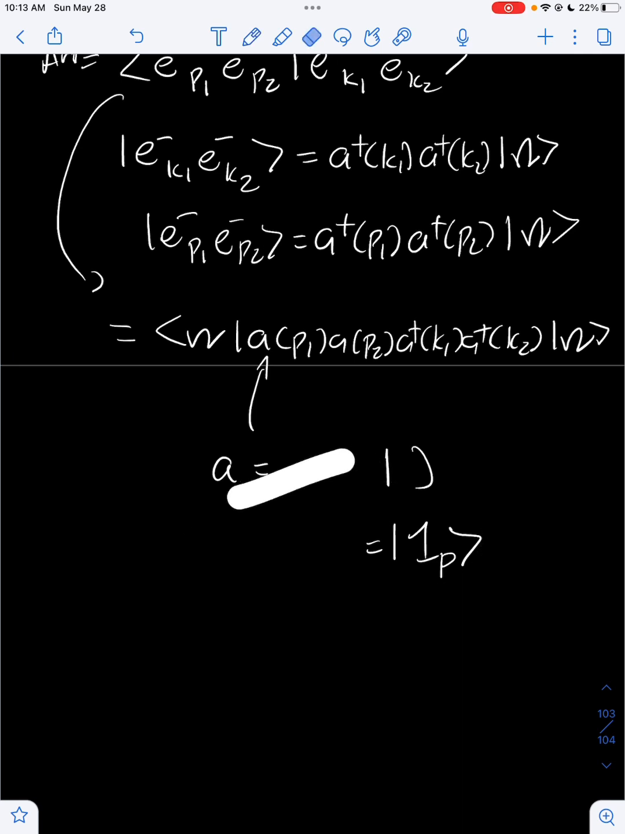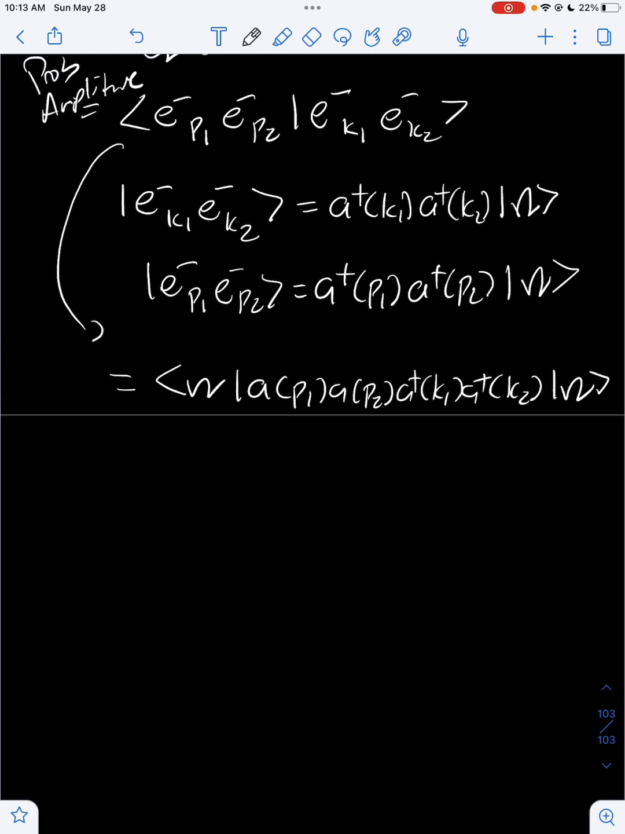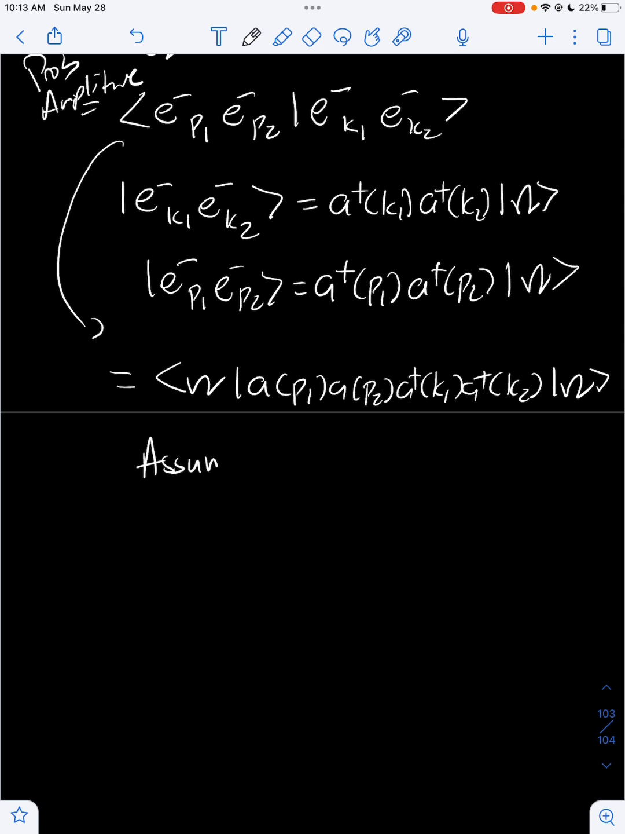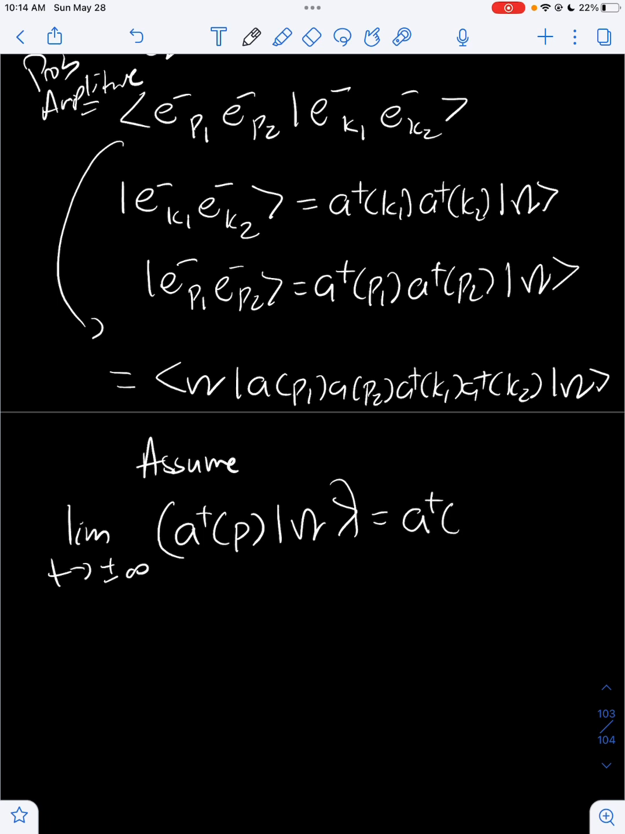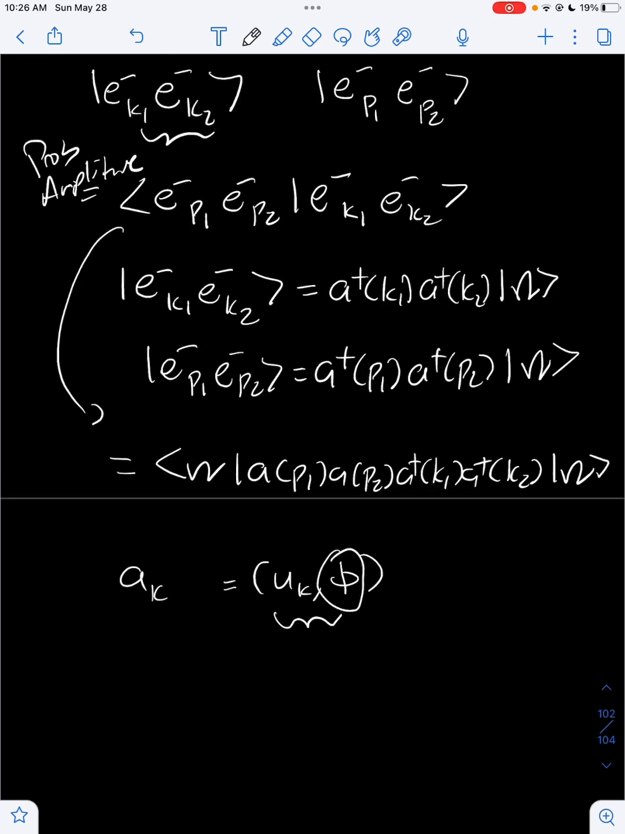So what we could do, like we said before, is work with asymptotic times. We're going to assume that a conjugate p acting on the interacting vacuum, in the limit as t approaches positive or minus infinity, is the exact same thing as the free creation operator acting on the free vacuum state. Here's the interacting quantum field, and this interacting quantum field is time dependent. So the a of k will also depend on time.